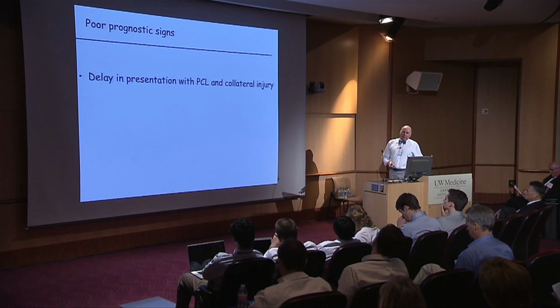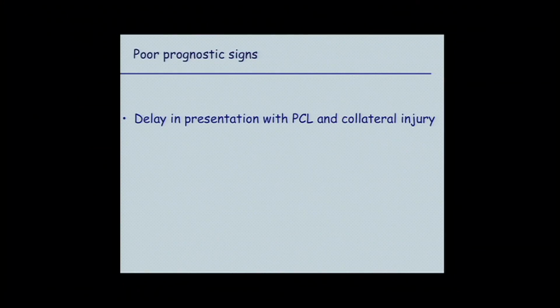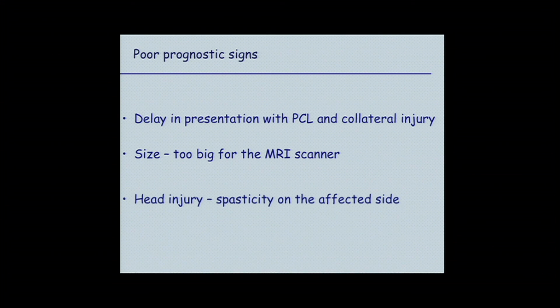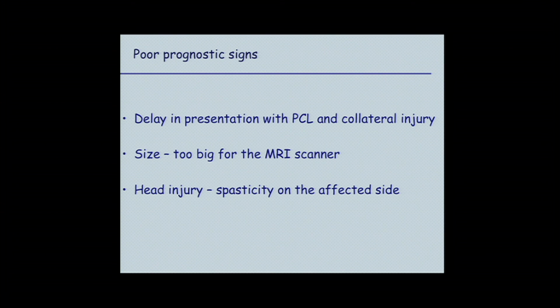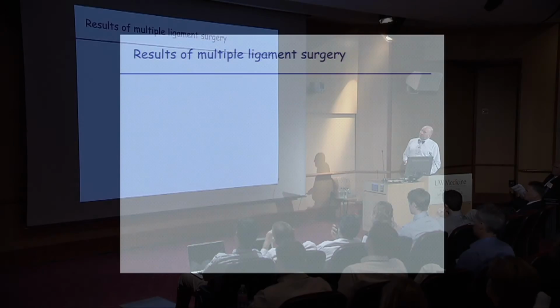If you have a PCL and collateral ligament injury, they're very difficult to manage late. If you're too big to fit in the MRI scanner, that's a poor prognostic sign. The forces on your repair are great. Those with an associated head injury and spasticity, they'll beat you every time. So in addition to their surgical stabilisation, I often treat them with an external fixator to hold the leg for 6 weeks. So this is a group of patients, along with the large patients, that I actually splint with an external fixator after the surgery.